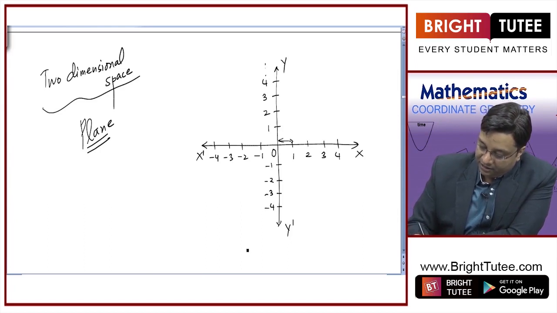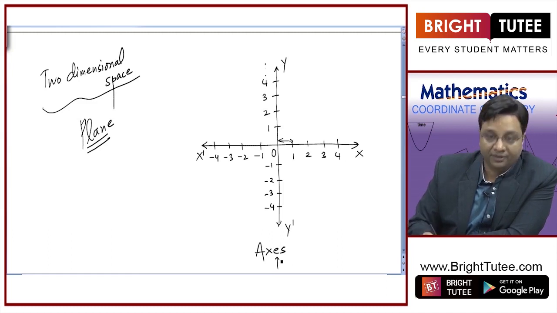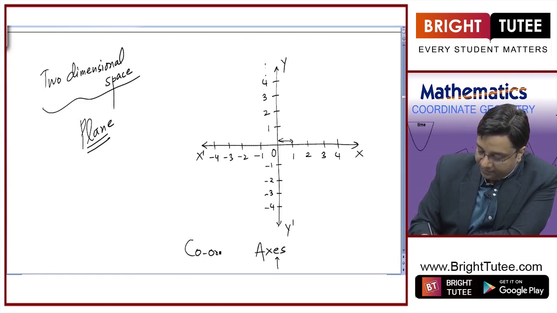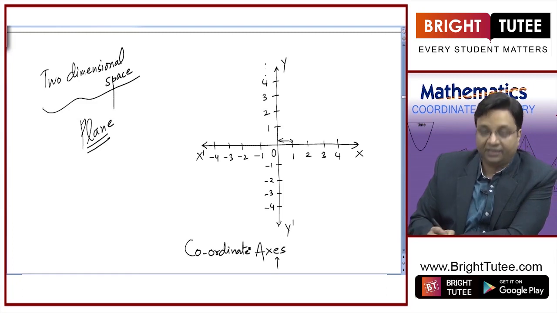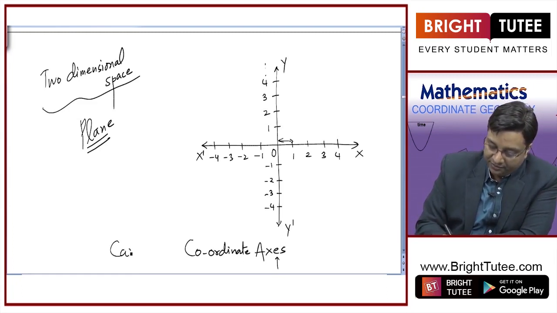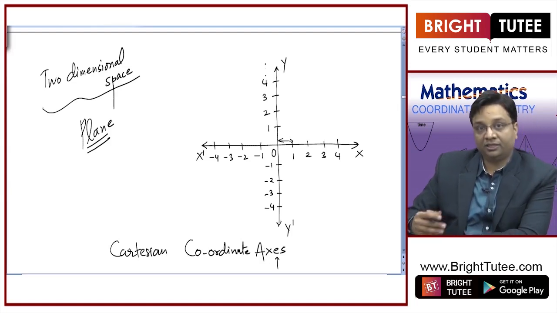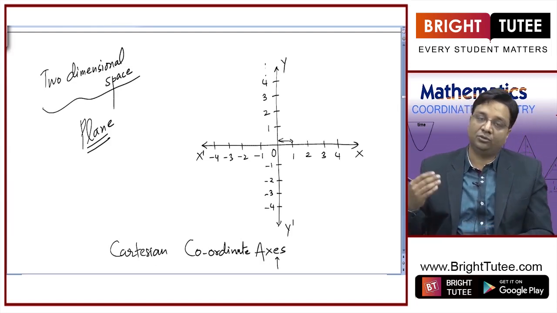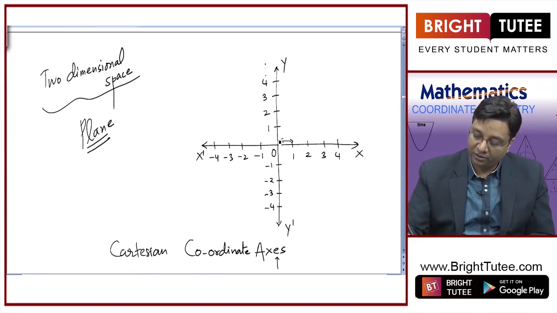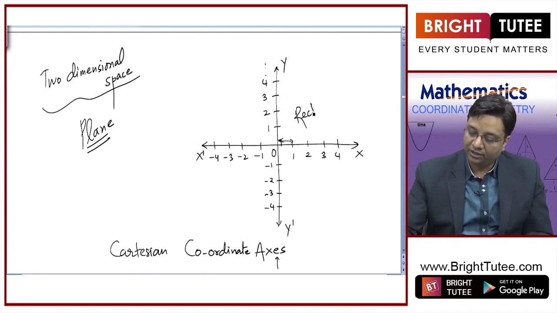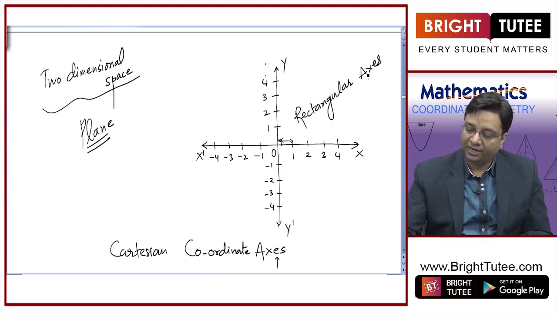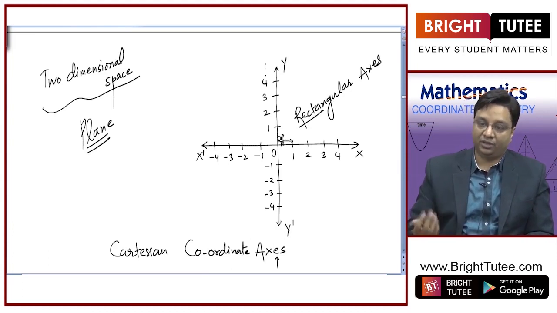Now this system is known as axes, right? This is coordinate axes, or you can say Cartesian coordinate system, Cartesian coordinate axes, or we call them rectangular axes also. Why rectangular? Because this angle is a right angle here, that is why this word, rectangular axes.